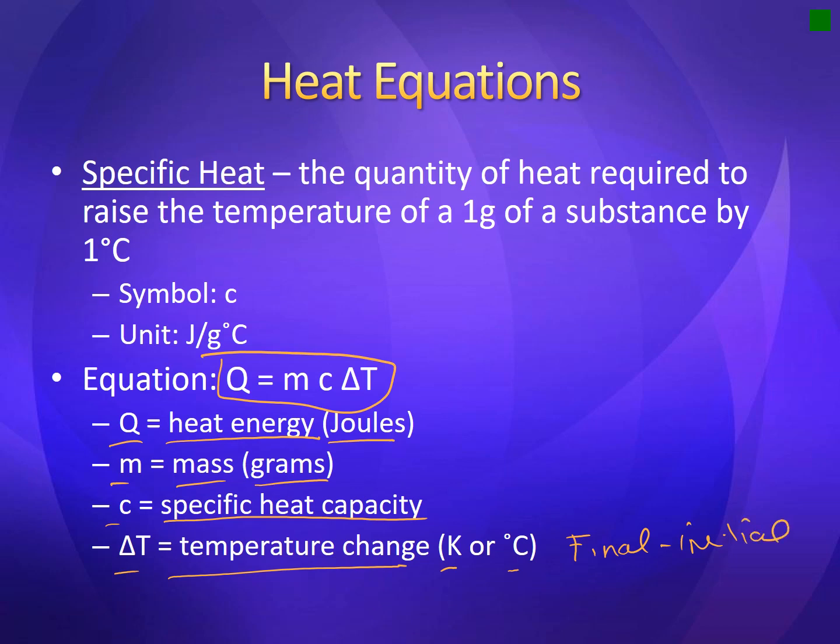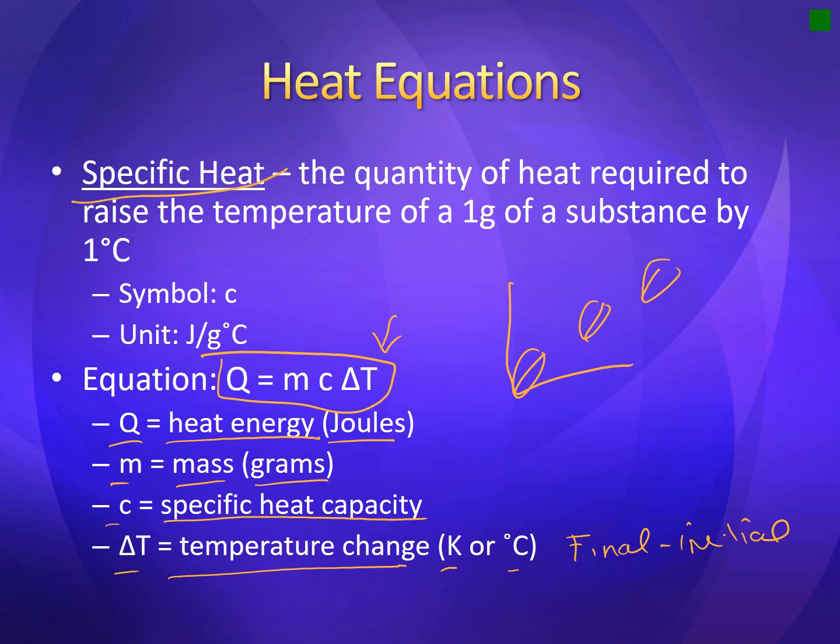I will refer to this equation as MCAT. And you will use this equation whenever on the heating curve you are undergoing a temperature change. Why? Because if you weren't undergoing a temperature change, this would be 0, which means you would be using no energy, which is not true.